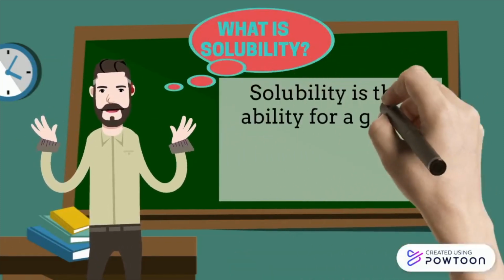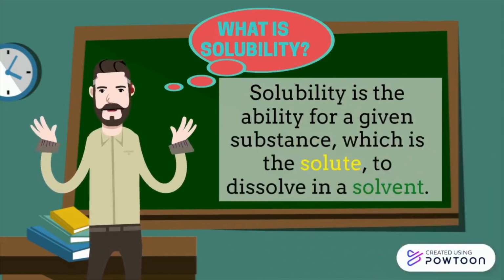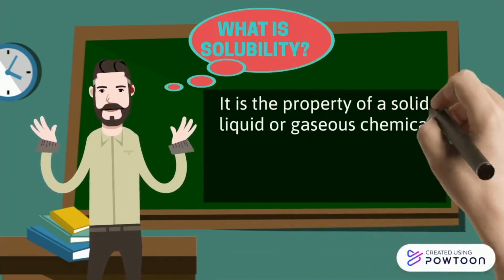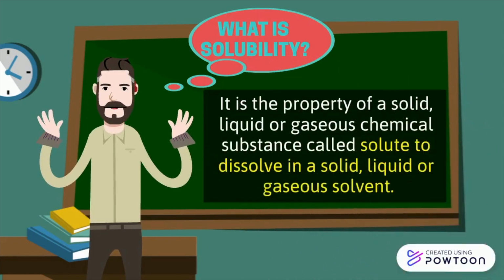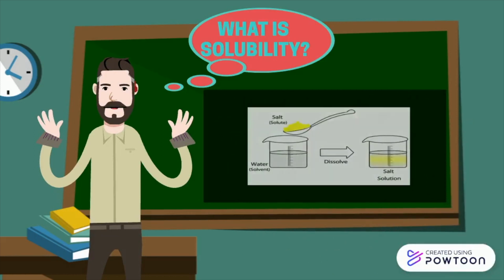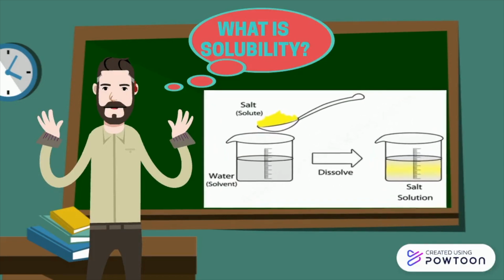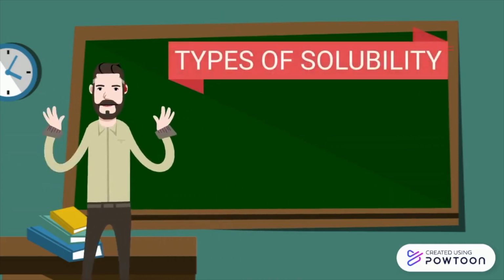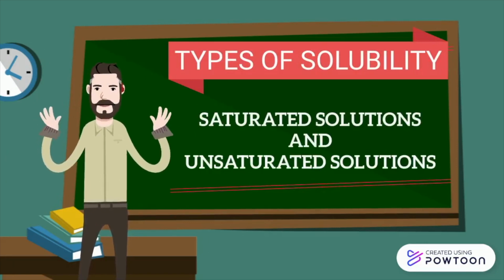Solubility is the ability of a given substance, which is the solute, to dissolve in a solvent. It is the property of a solid, liquid, or gaseous chemical substance called solute to dissolve in a solid, liquid, or gaseous solvent. The rate of solubility of solutions is described as how fast a certain solute dissolves in a solvent. There are two types of solutions: the saturated and the unsaturated solutions.